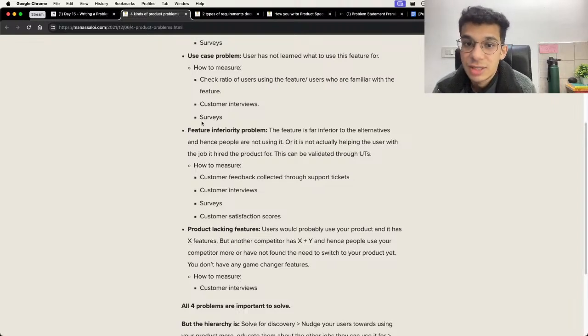And the other one, which is the hardest one to solve, is the product lacking features, right? So a customer has asked for a specific feature which is not really available, but now you as a PM have to define things from scratch and also make them scalable enough that it solves the existing customer problem but is also applicable to other customers and can bring value to them, right? For example, users would probably use the product and it has X features, but another competitor has X plus Y. And hence, the end user will always look for features that solve that problem in the easiest way possible, right?